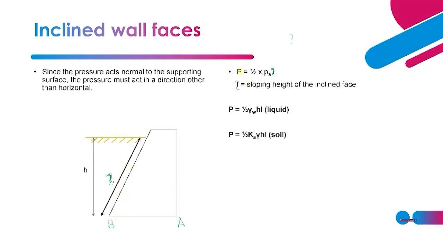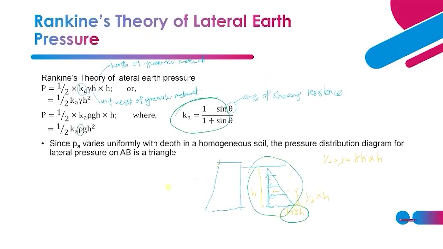The formula is P, pressure, is equal to half times pA times L. pA here, you nampak kat sini dia tulis small p. Small p is not density. Sebenarnya tadi kalau you perasan, value ni KaH adalah small p. Ini adalah pressure juga. Pressure at that point.